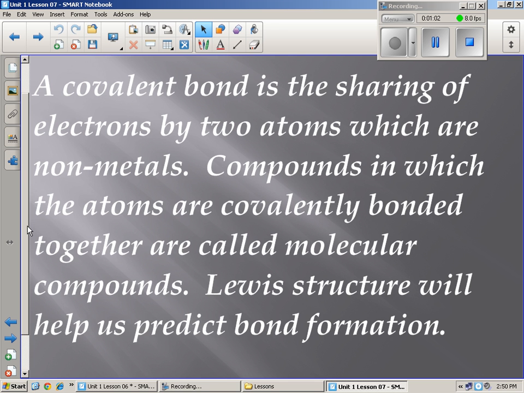So when you think covalent, you should think nonmetals. You should think sharing electrons, the definition of covalent bonding. Compounds in which the atoms are together are called molecular compounds. All those terms go together: molecular compounds, nonmetals, covalently bonded, sharing electrons.